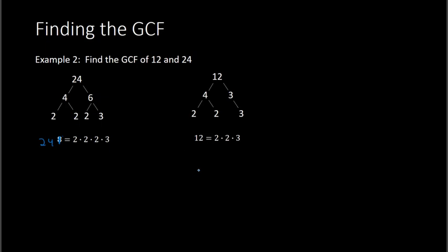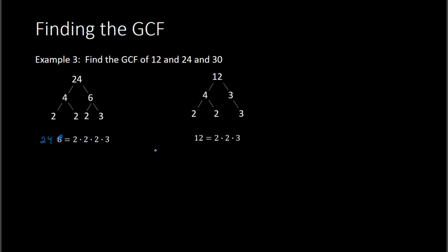From here, I can see what factors they have in common. They both have a 2 in common, and then another 2 in common. And they also have a 3 in common. If I take the 2, 2, and 3 and multiply them together, that would give me 12, which is the greatest common factor. Which makes sense. 12 is the biggest number that you can divide into 12 and also 24. I can divide 12 into both with no remainder, so that would work.